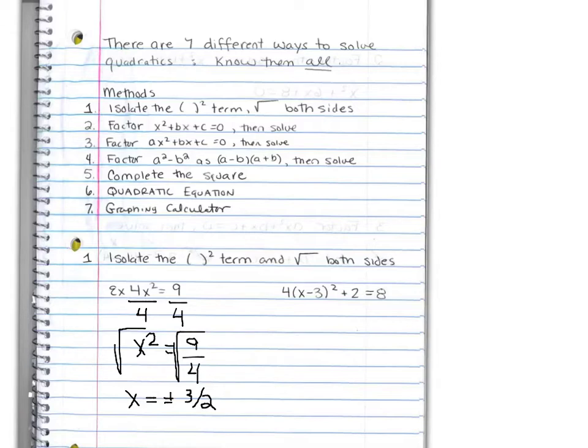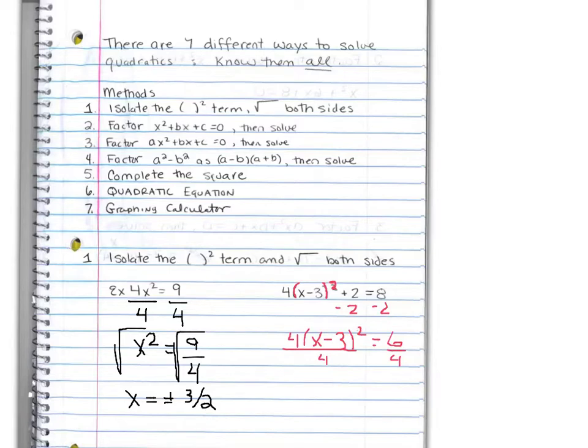The second problem, I have to isolate the squared term first. That means you're looking right here on how you can get these parentheses that are squared all by themselves. I'm going to start by subtracting 2, resulting in 4 times x minus 3 squared is equal to 6. Then I'm going to divide by 4.